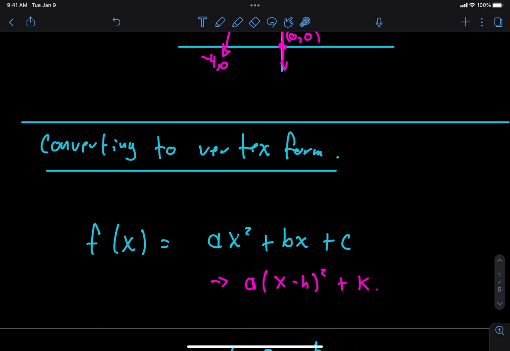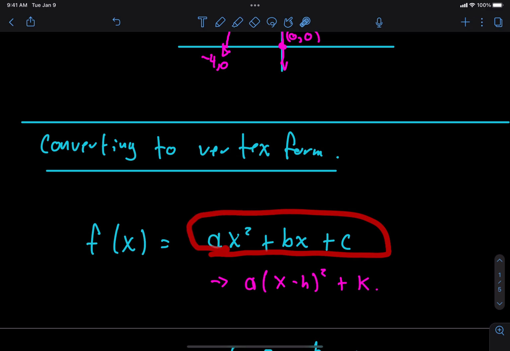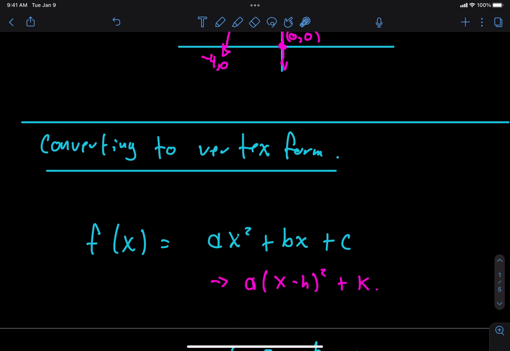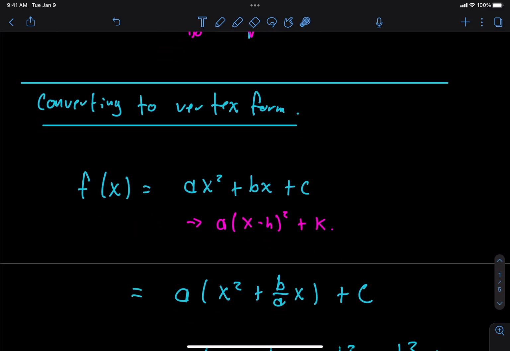Okay, now this should remind you a little bit of what we did with circles. We had something in an all expanded out form, and what did we have to do with circles in order to get something like a perfect square here? We had to complete the square, which is what we're going to do again here. So let's take it step by step.